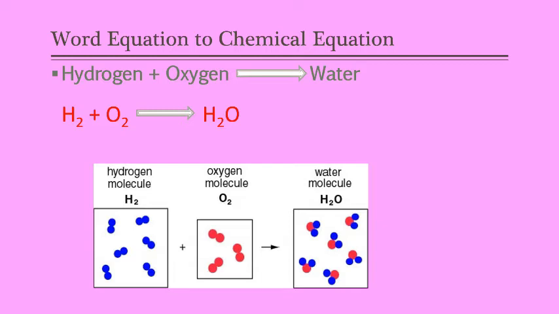We know that the symbol of water is H2O because hydrogen has a valency of 1 and oxygen has a valency of 2. So when we crisscross the valencies, we get H2O. So one molecule of water is represented by H2O.